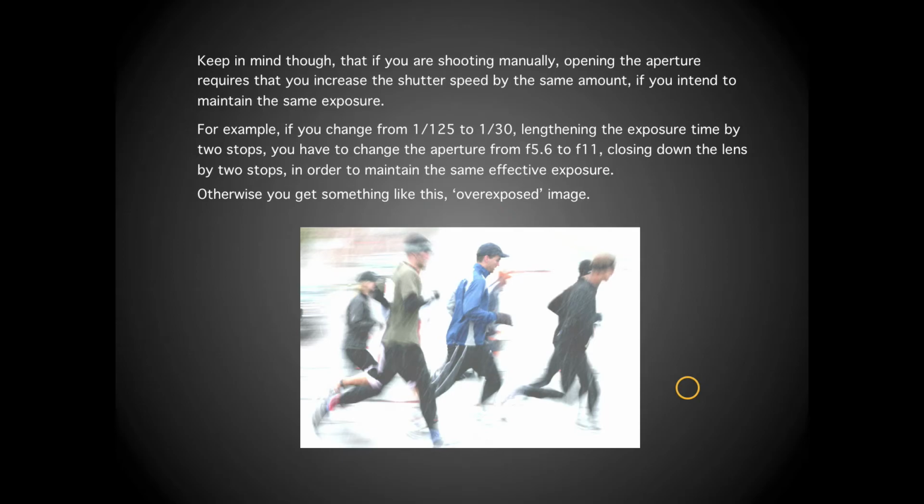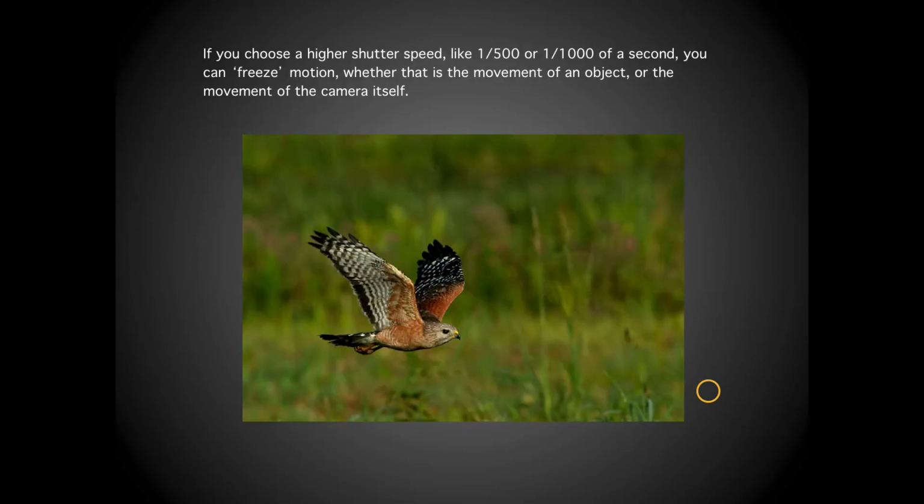But okay, suffice to say, if you have taken a picture and you have what looks like a normal exposure, and now you just decide you want to speed up the shutter speed or slow it down, and you do that but you don't change the lens opening, you're going to get the incorrect exposure. Okay, if you choose a higher shutter speed like 1/500th of a second or 1,000th of a second, you can freeze motion, right? Like I just mentioned.